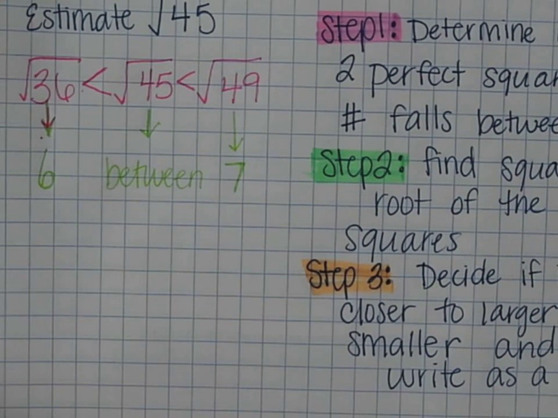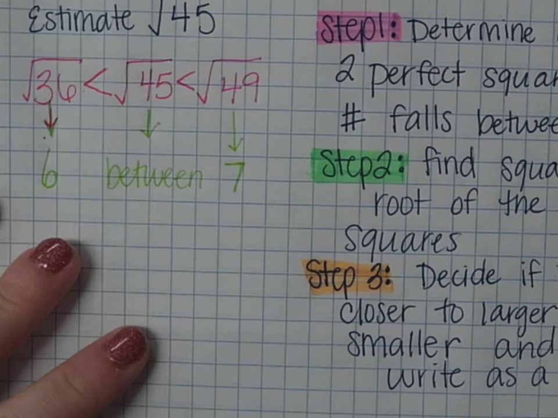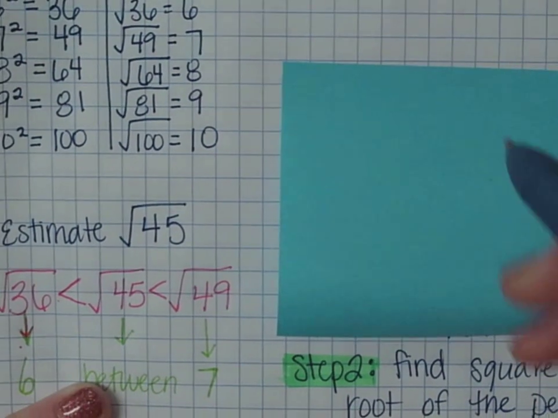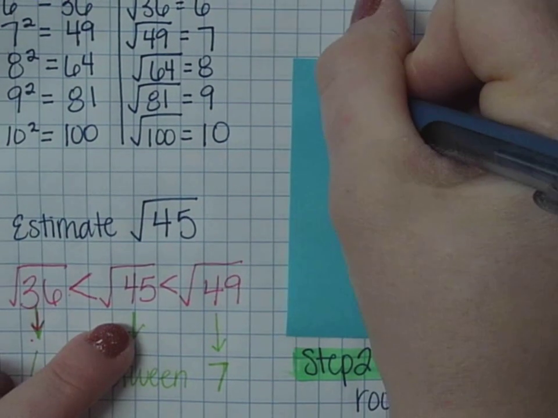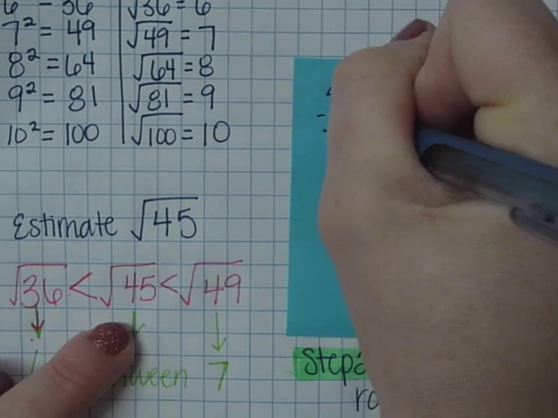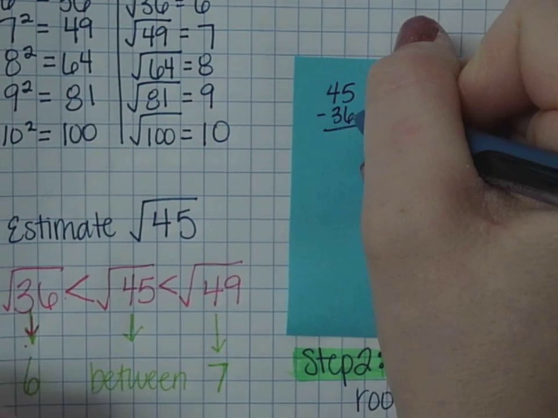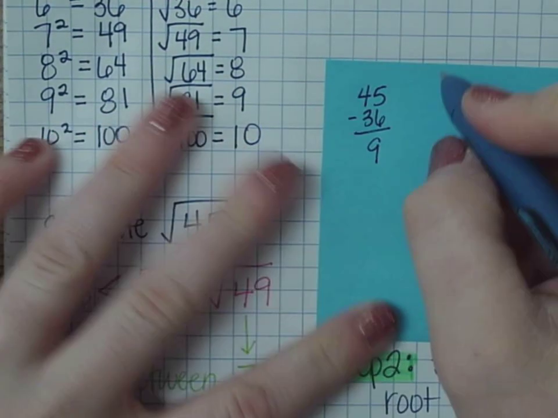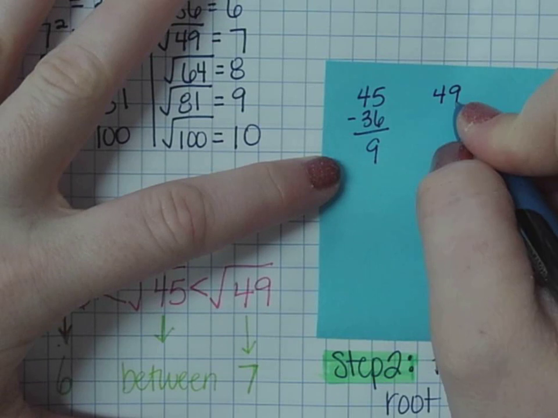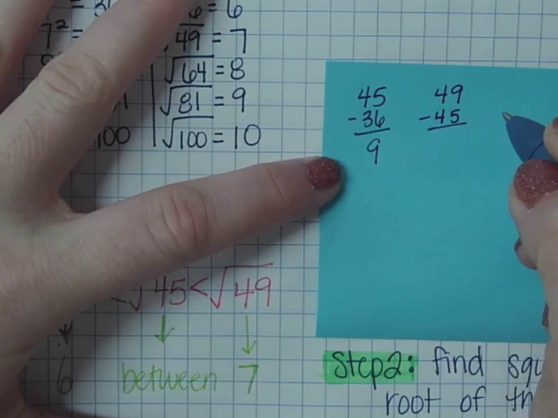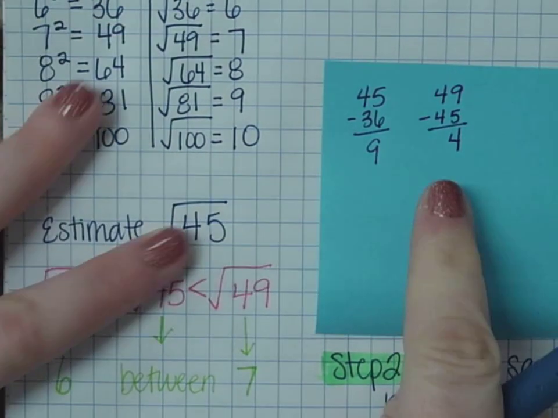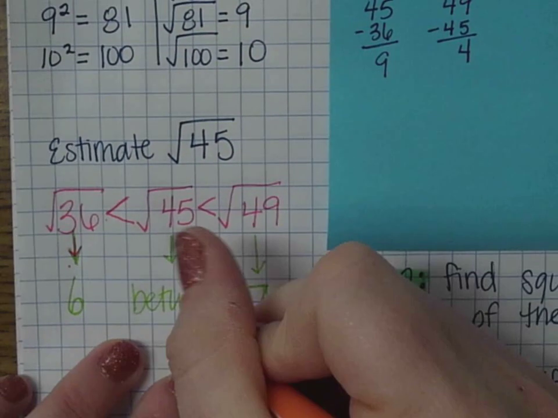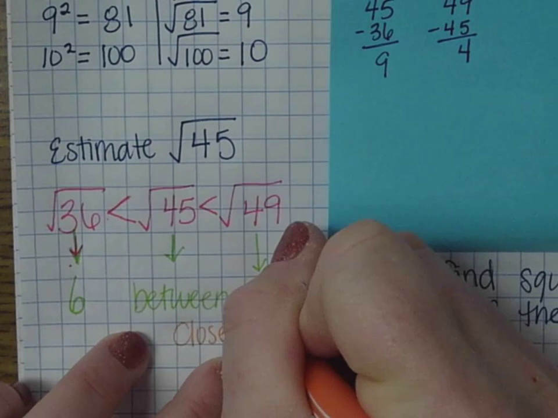So 45, and I'm going to do this on a sticky note, so it'll just do it somewhere. It doesn't matter. I'm going to probably take it out. So if you do 45 minus 36, that's 9. And then 49 minus 45 is 4. So we know that it's closer, so I'm going to write this in orange. It has to be closer to 7.